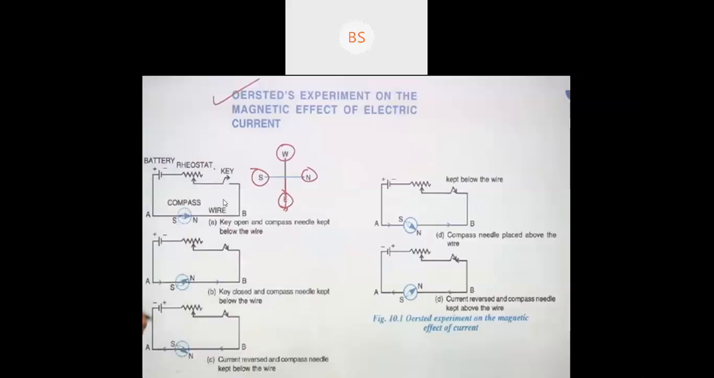He did this experiment when he accidentally found it. Who is that? Someone is talking in between.